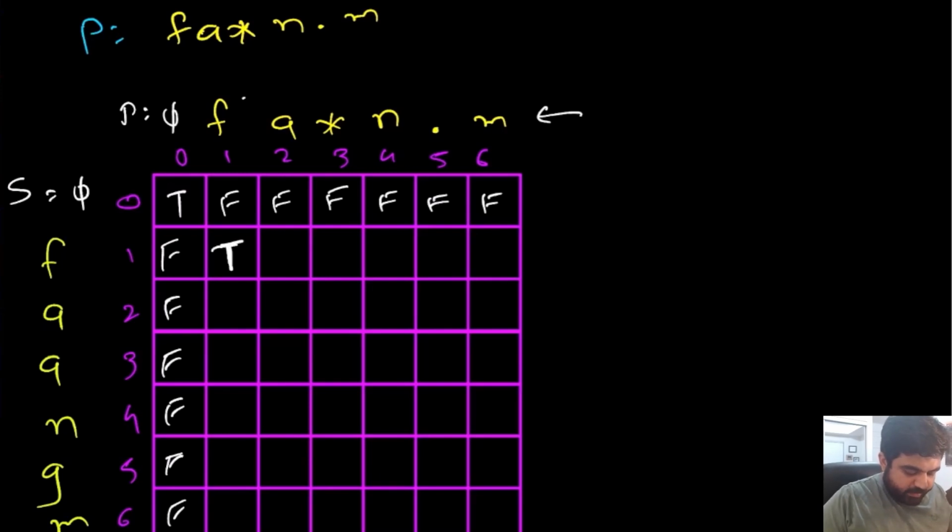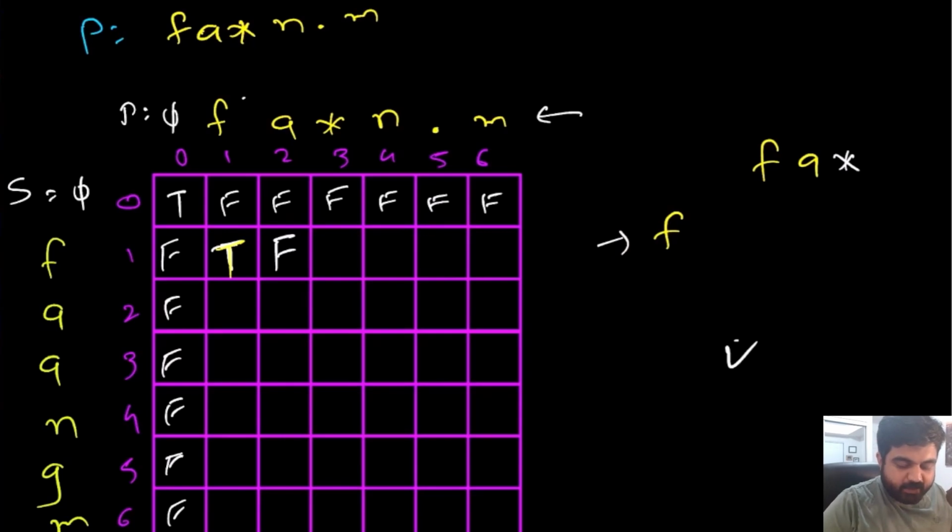Okay, now again let's start filling up all of these cells. This one is true. Now we will have to check that currently we have FA and the value we are comparing it against is F. Is this a match? No, this is not a match, so this is going to be false. Again, currently the value is FA star and the only value we have is F. Is this a match? Yes, this is a match.